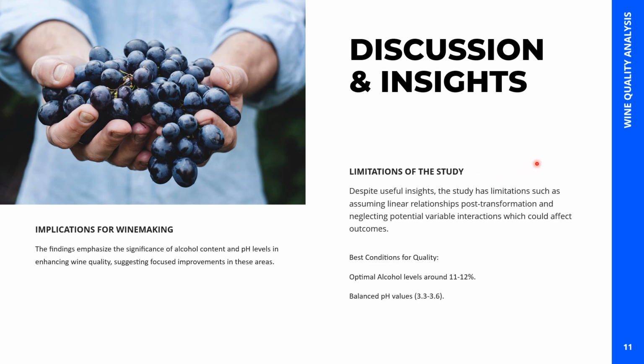Limitations of the study: even though it is a useful insight, the study has limitations. We have assumed a linear relationship post transformation, neglecting potential variable interactions which could affect the outcomes. What we really understand is that for having the best quality of wines, an optimal alcohol level around 11 to 12% and balanced pH values between 3.3 and 3.6 is going to give you better wine quality.